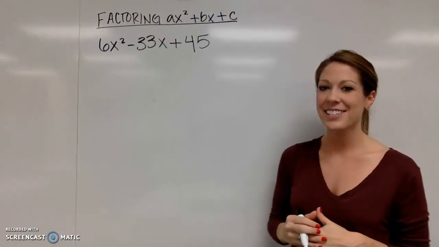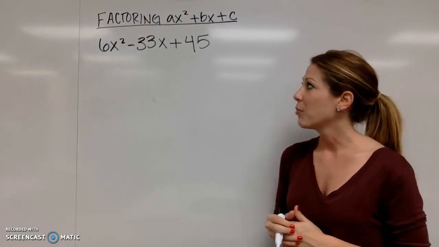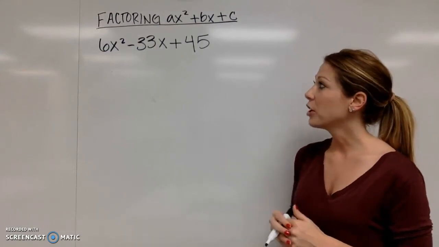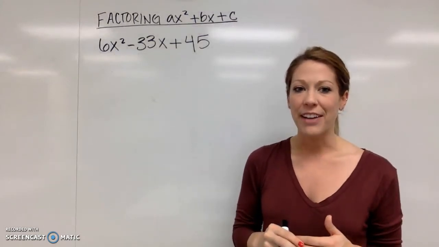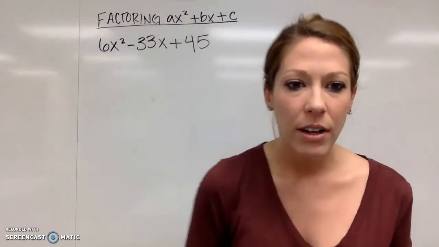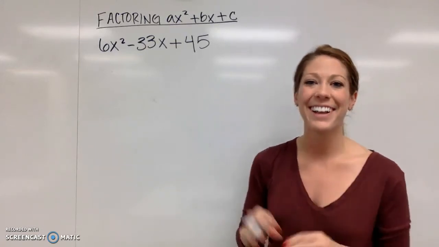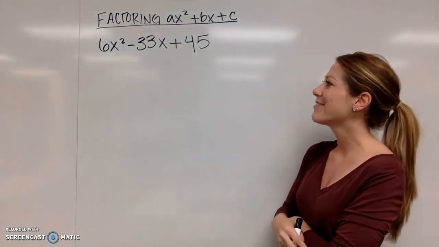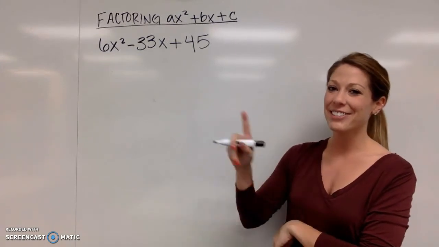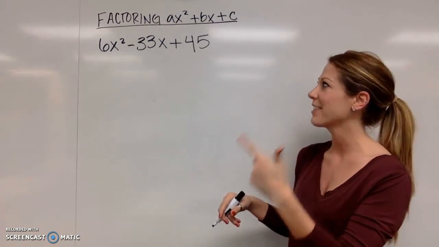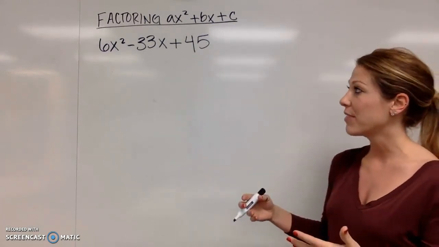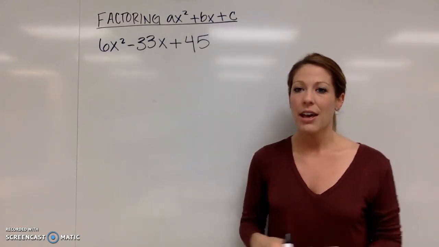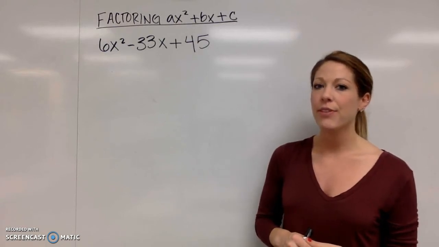All right, our last example for today, we have another trinomial where we have a leading coefficient, so don't forget that your first step is to factor out a GCF. So check those three terms. We've got a 6, we've got a 33, and we've got a 45. So greatest common factor in this case, we do have one. They all have a common factor of 3.